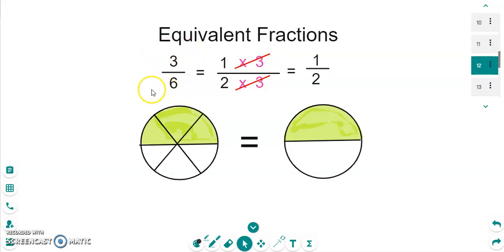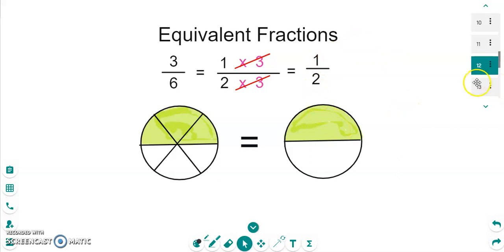We can rewrite this fraction in terms of factors. The top can be rewritten as 1 times 3 and the bottom as 2 times 3. We can cancel the 3's in the top and bottom and we're left with a half. So 3 over 6 equals a half.